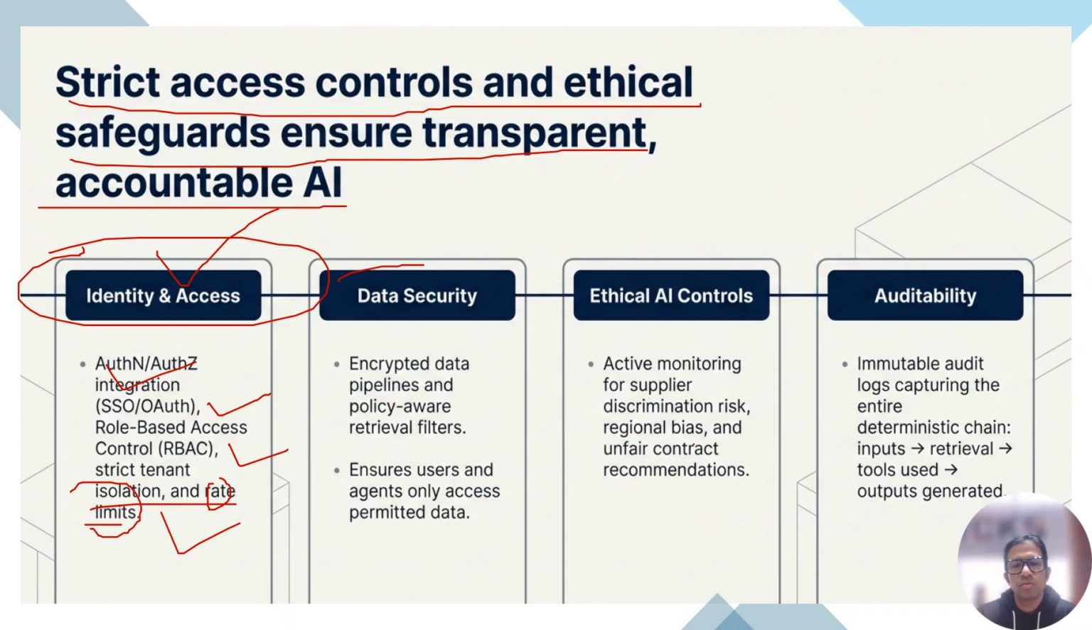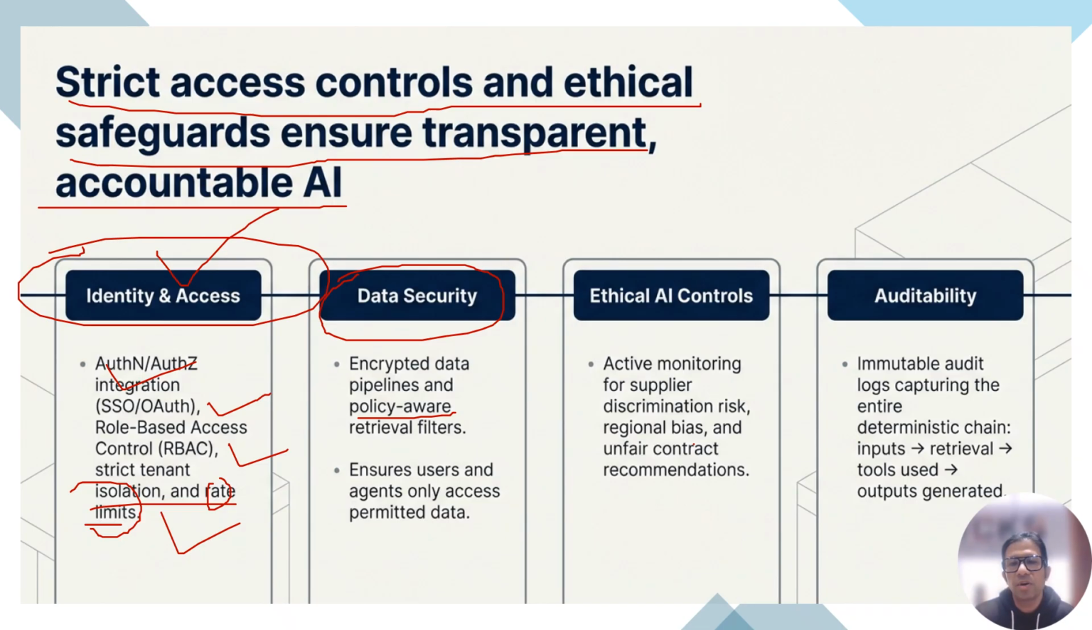Now comes the second, data security. Data is encrypted in transit and at rest. Standard enterprise requirement. Now the most important phrase here is this: policy aware. See, this is the policy aware retrieval filter.